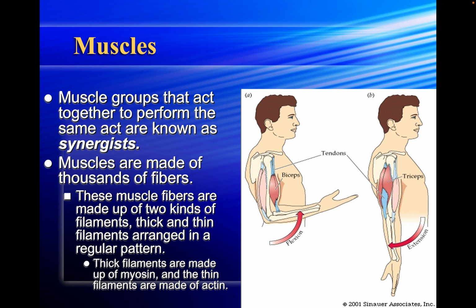Muscles are made of thousands of fibers. These muscle fibers are made up of two kinds of filaments. Thick and thin filaments arranged in a regular pattern. Thick filaments are made up of myosin, and the thin filaments are made up of actin.